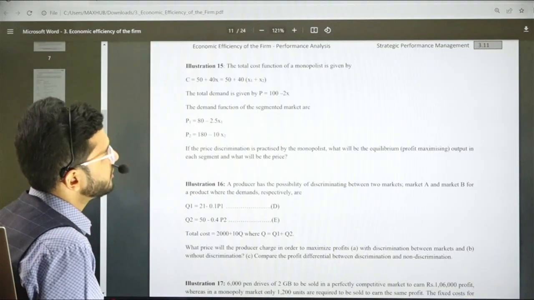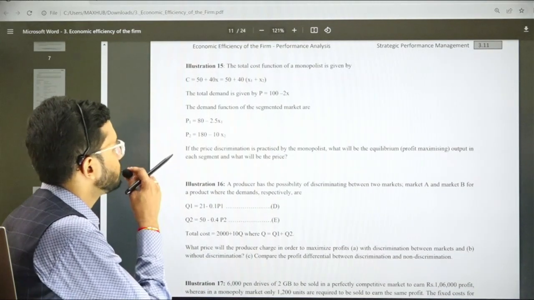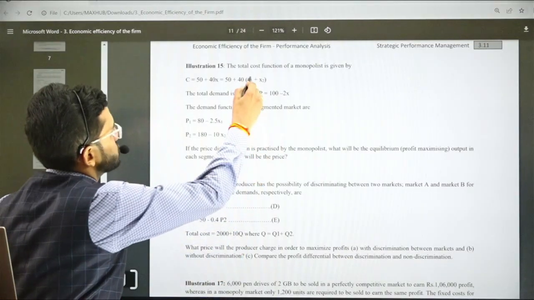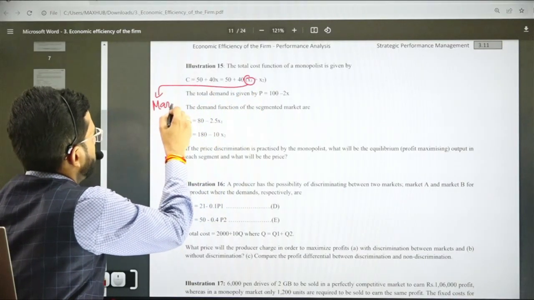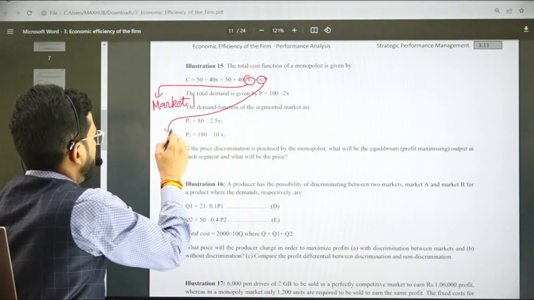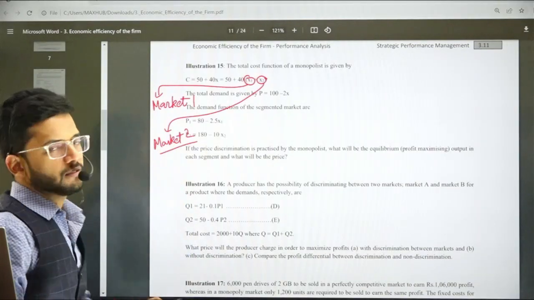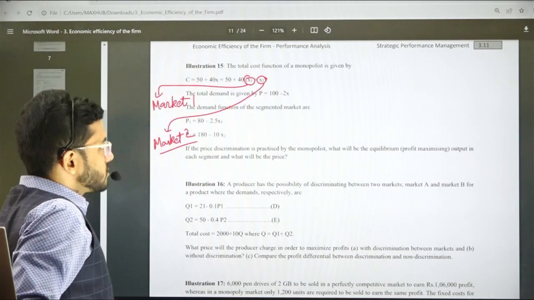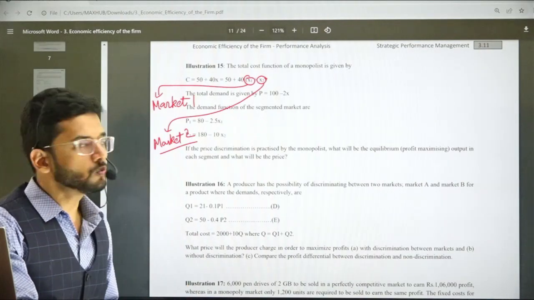So the total cost function of a monopolist is given by, this is a monopoly firm, and the total cost function is C is equal to 50 plus 40x. Now x is divided into two parts, x1 and x2. x1 means number of units that are sold in market 1. x2 means number of units that are sold in market 2. So there are two markets to which this particular monopolist caters. The monopolist sells its x1 units in market 1 and its x2 units in market 2. So market 1 and market 2 is split in this manner.